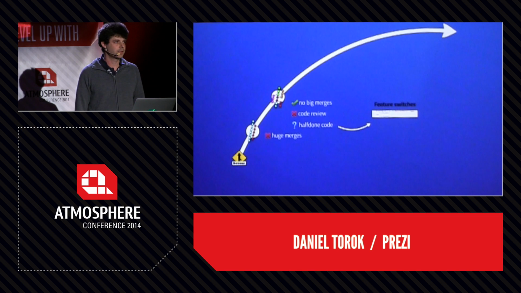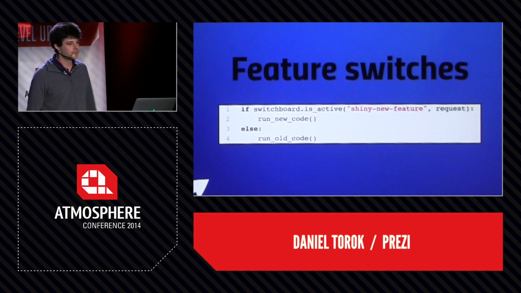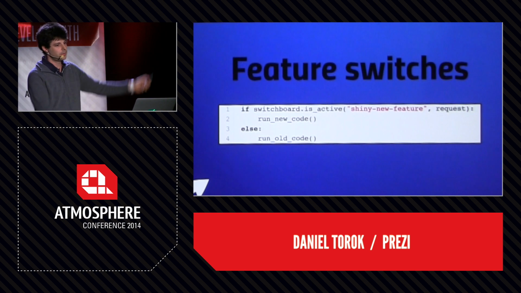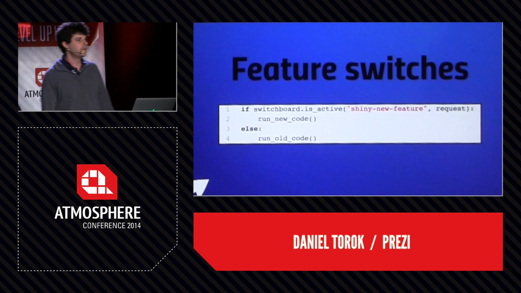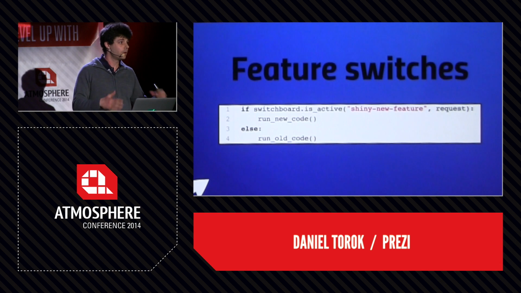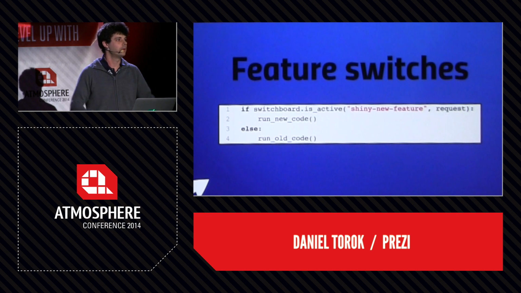And this is where the feature switches come to the picture. A feature switch looks like this. In Python, in our case, we have the switch word symbol, and we can check if a shiny new feature is active or not. If it's active, then the new code will run. If it's not, then the old code will run. So this means that when I begin to work on my feature, I create this feature switch, and I protect my new code everywhere in the code to make sure that the old code won't break. But when I'm done with my feature, I can just turn the feature switch on, and my code will come alive.